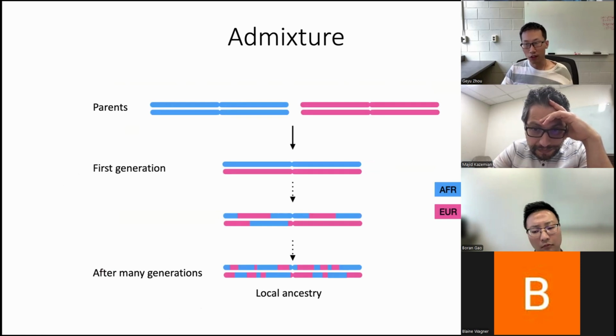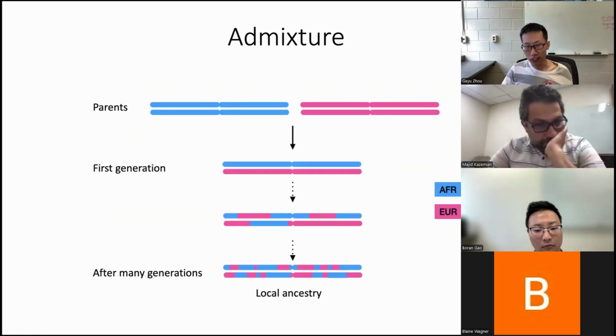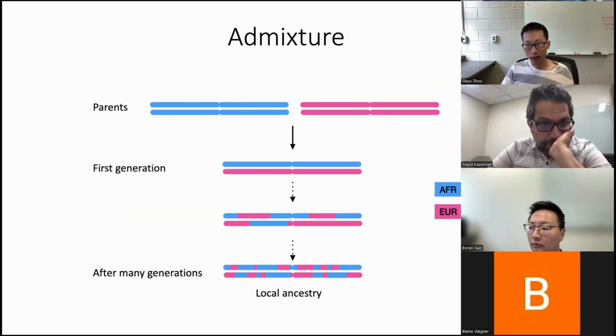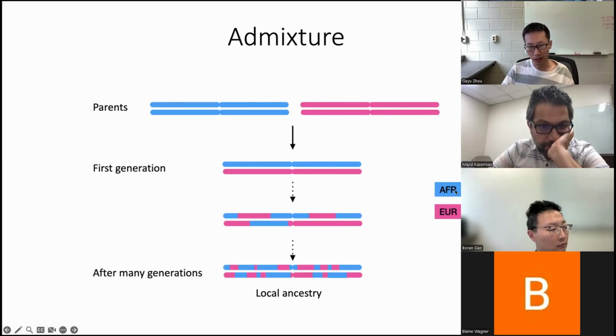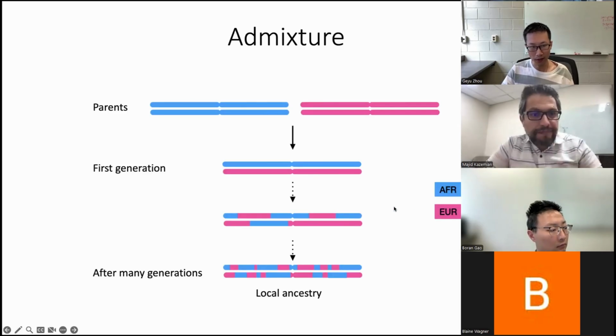And then we are going to talk about the admixed populations. Here I'm going to give a brief introduction of the admixture process. Suppose one parent is from the African and the other is from the European. The first generation will inherit one chromosome from each of the parents. So one chromosome will have the African background and the other from the European background.